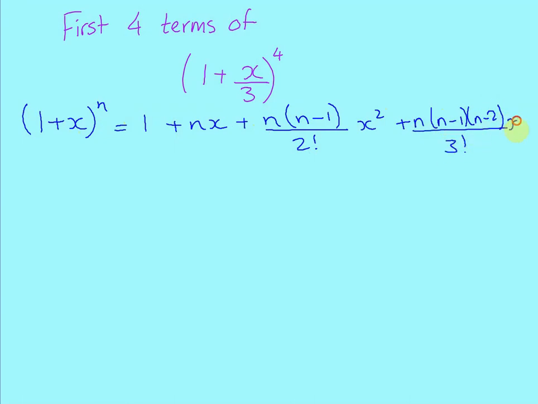So that's the formula, really easy to remember. So let's go for it. So we've got 1 plus n, okay, so n we can see here is the power, so that's 4. Now, loads of people make the mistake here, they just put x.